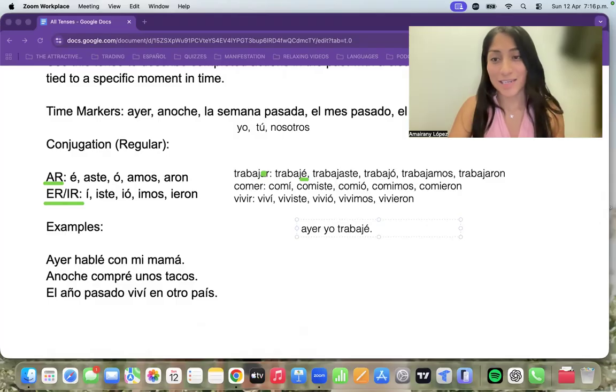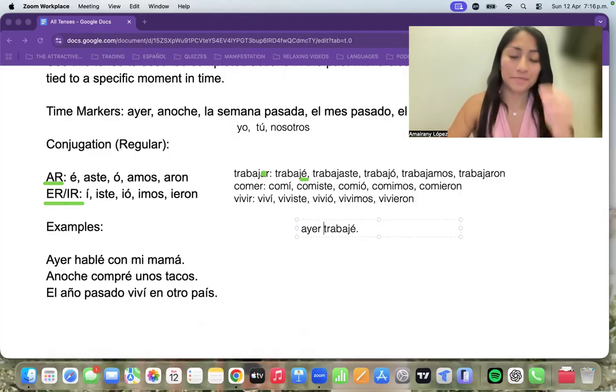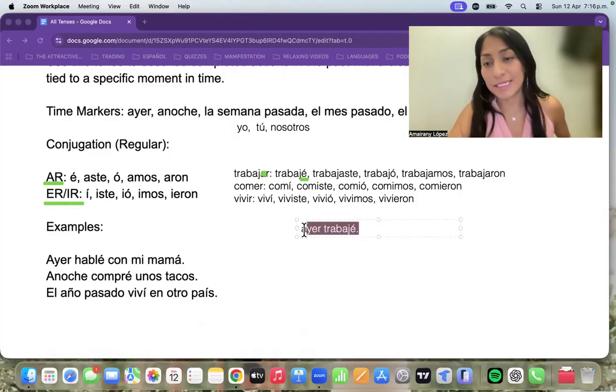Again, the ending does that. The ending explains all of that. It explains who is doing the action and when that action was done, okay? The e, like that with the accent, explains that it's a past action, okay? An action that was completed.